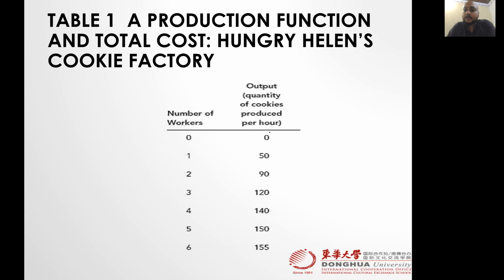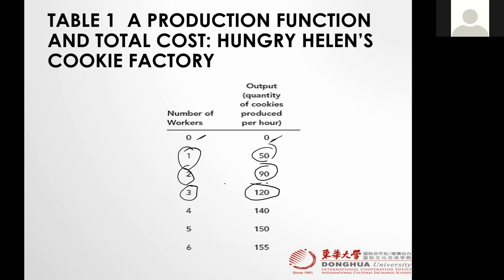When there was no worker, there was no production. When she employed one worker, one worker was producing 50 cookies per hour. And when she employed another worker, so total two workers combined, they were producing 90. So did you notice something? Total three workers, total 150. Right? So there is something. Yes, well done.